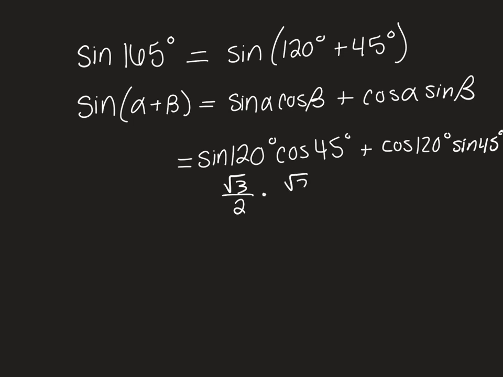Cosine of 45 is square root of 2 over 2. Then we've got negative 1/2 times sine 45, which is square root of 2 over 2.